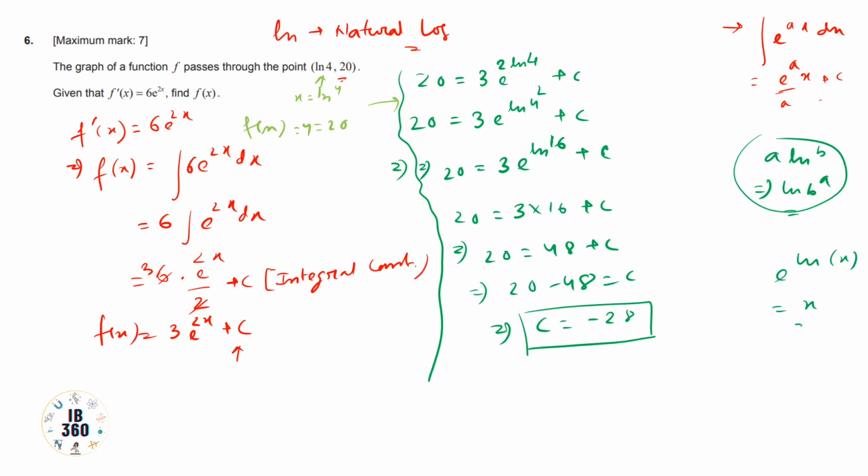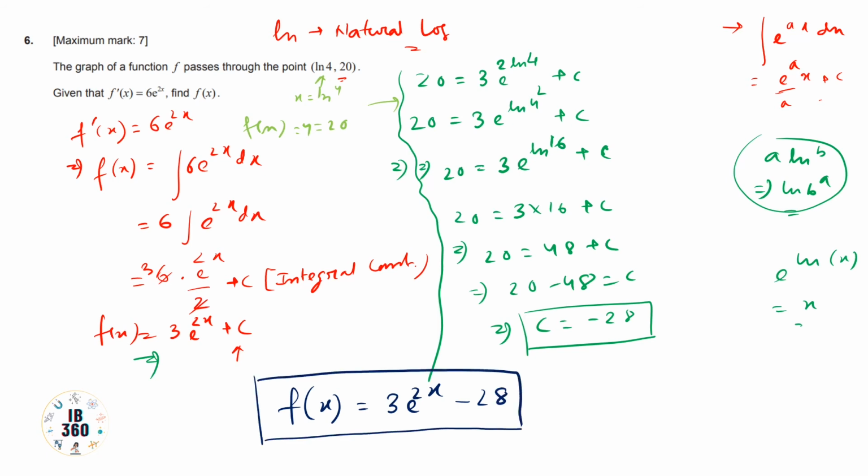If c is minus 28, then we will find f(x). Now the final f(x) is 3e to the power 2x minus 28. This is our f(x). This has been asked in the question. So this is the f(x) answer.